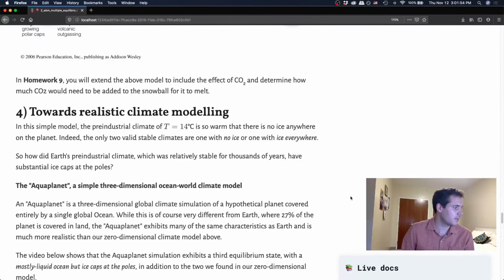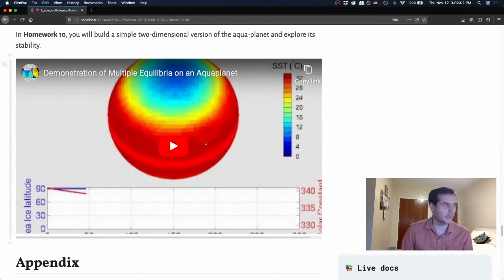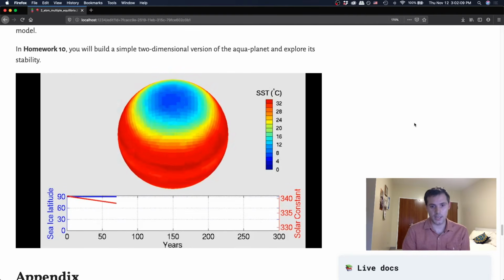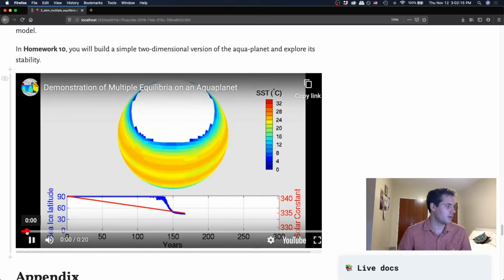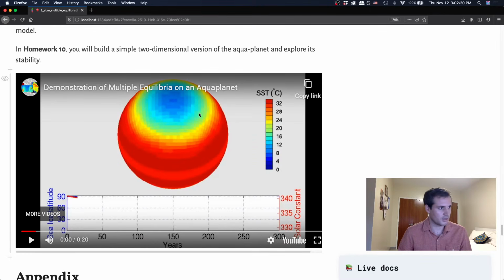All right. I just want to add that this is a really simple model, but this stuff also happens in more complicated climate models. Here's an example of what we call an aquaplanet, which is a 3-dimensional planet, but completely covered in ocean. So it's unrealistic in that aspect. If you start here, the colors on this orb are the temperatures. Red is warm, blue is cold. And on the x-axis here is time.